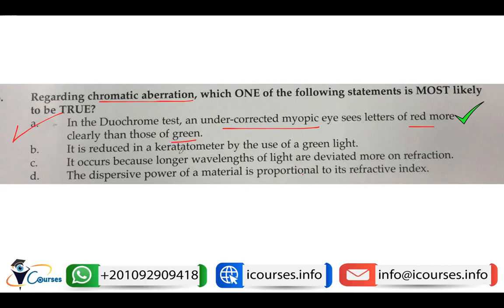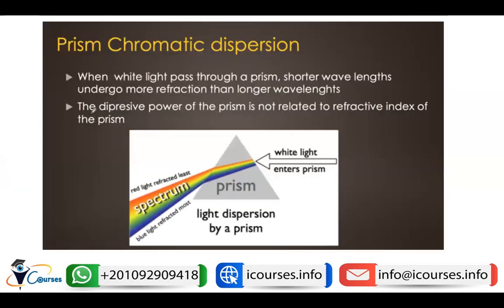The chromatic aberration is reduced in keratometry by use of the green light. This is not true. We still haven't discussed the instruments, but actually this is what happens in the photometer or the lensimeter, not in the keratometer. We use the green light to reduce the effect of chromatic aberration. It occurs because shorter wavelengths are deviated more in refraction, not longer wavelengths. And the dispersive power of a material is not related to refractive index, as we mentioned in the lecture, that the dispersive power of the prism is not related to the refractive index of the prism, whatever the material.